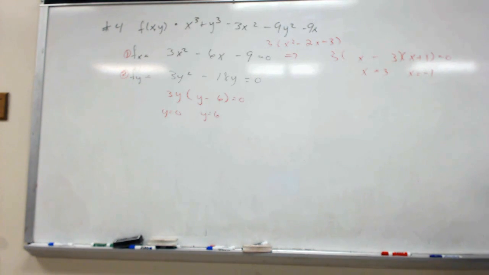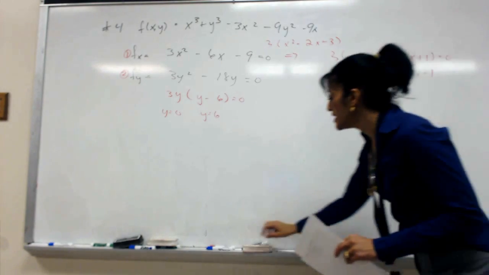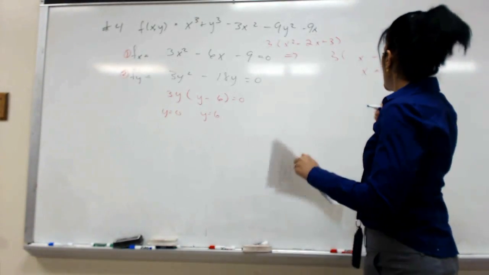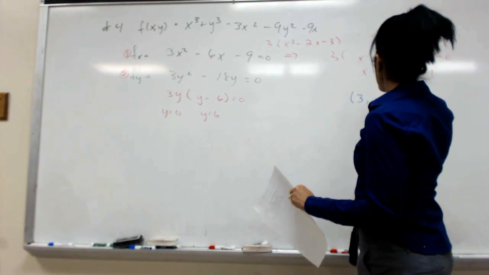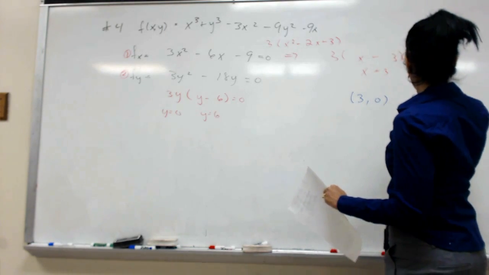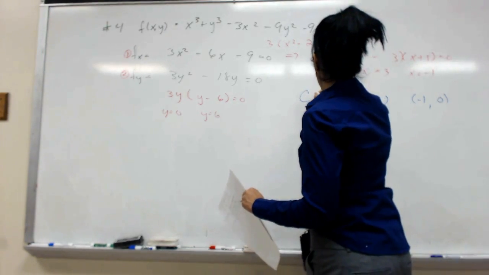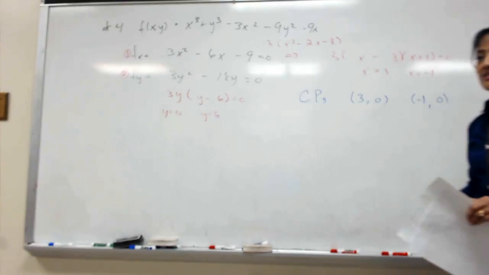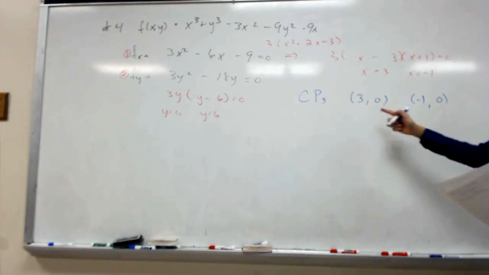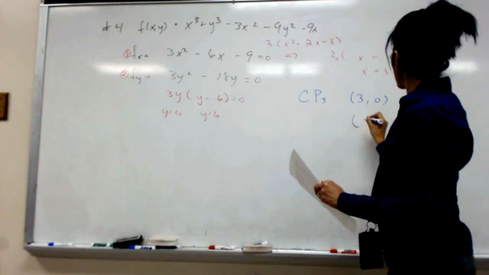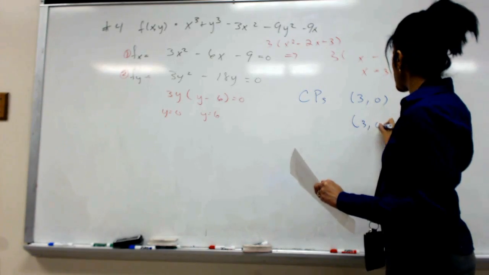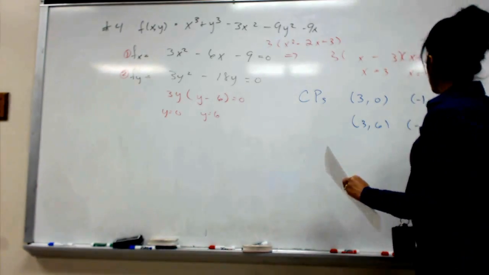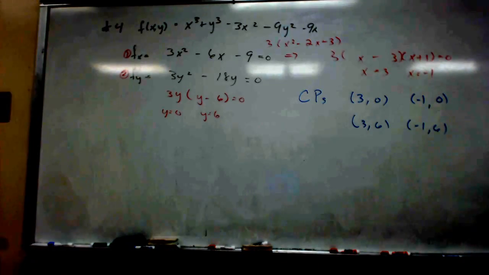Now, because these were independent of each other, when I solved them, I didn't have to depend on sticking one equation into another. So what I have to do is lay out all the different possible combinations. I could have x is 3, y equals 0, x equals minus 1, y equals 0. So my critical points, you guys are used to acronyms, CPs. Critical points are (3, 0), (minus 1, 0). Then I can also have (3, 6), and then (minus 1, 6). So I have 4 critical points.